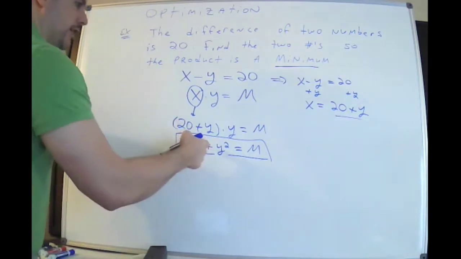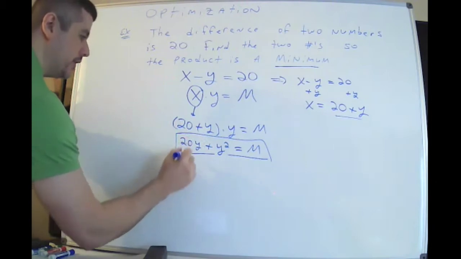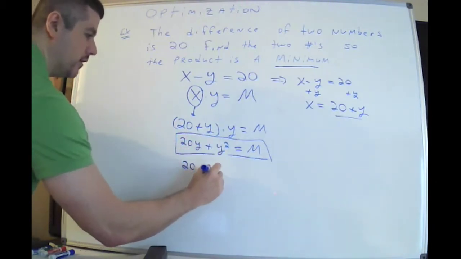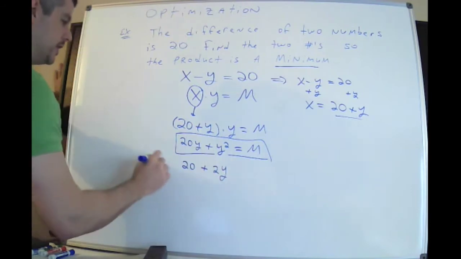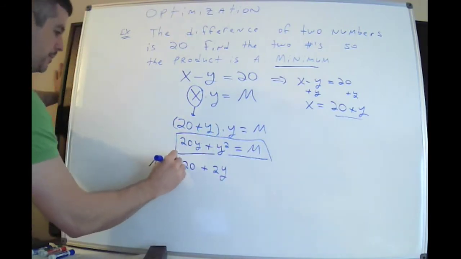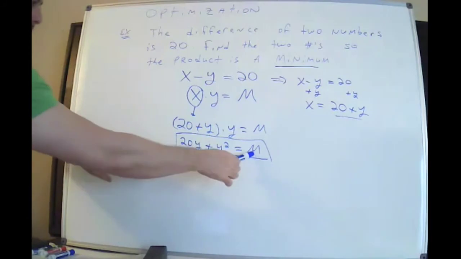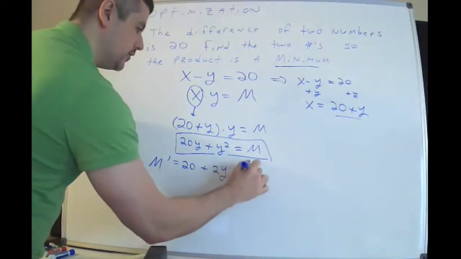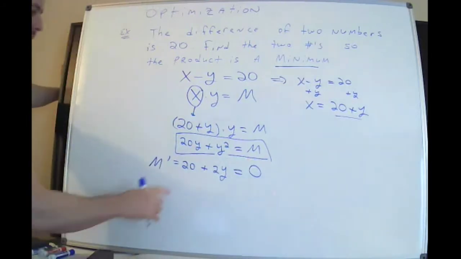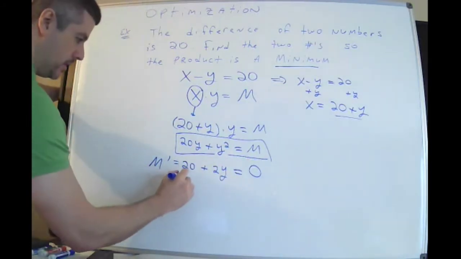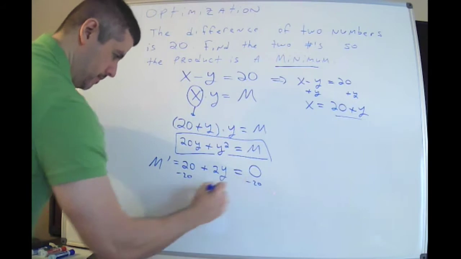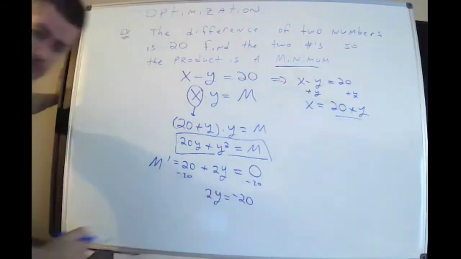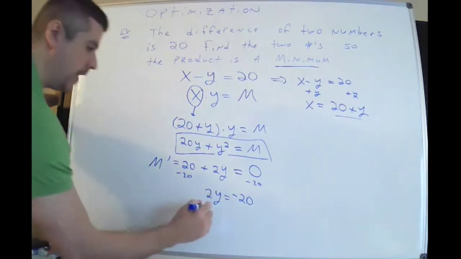So I'm going to take the derivative of this. The derivative of 20y is 20. The derivative of y squared is 2y. This is m, and this is m prime. Take the derivative, set it equal to zero, and then solve it. Subtract 20. I'm getting close to the bottom and I'm worried it's going to run out of space. I can still see it. Divide by 2.